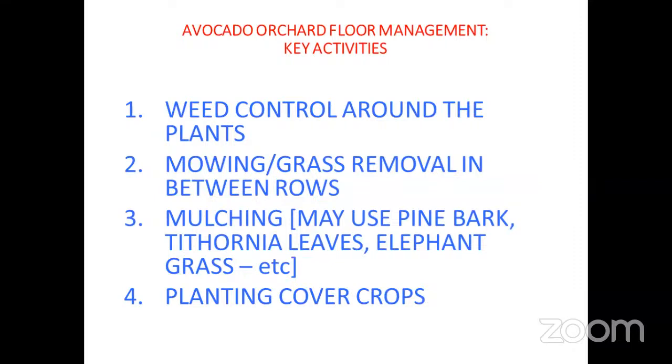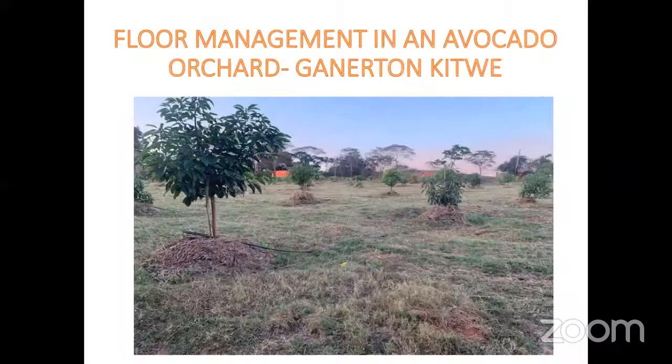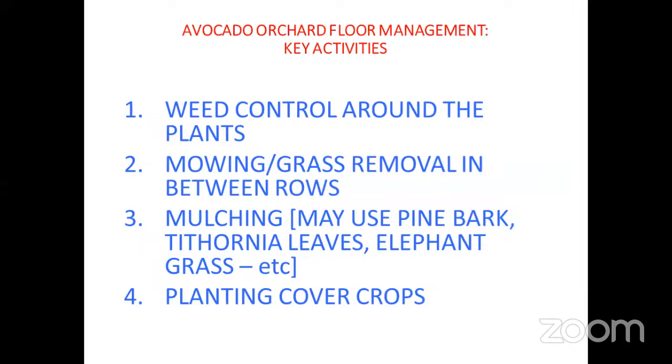So with respect to weed management, plantation floor management, mulching is key around the plants, like I demonstrated here, because it helps to suppress the growth of weeds around the plant itself. And you may use different organic material, but what we've used is pine bark, and in the recent past, tithonia leaves, because it's known to have a lot of nutrients that enrich the plant and it biodegrades very fast.